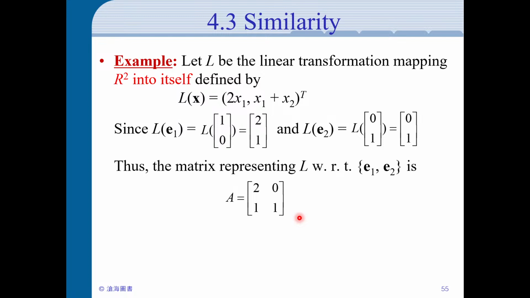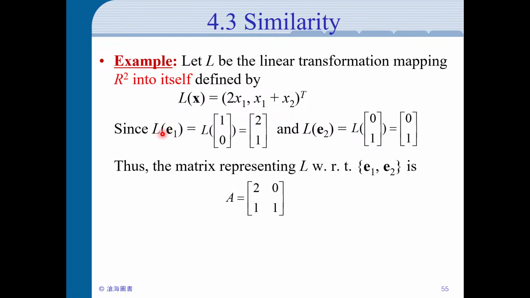So what we are doing: we want a linear operator, something that transforms from some Rn to itself. Let's have an easy example of R2 to R2. We have a quite arbitrary operator here: L of x equal to x1 and x1 plus x2.